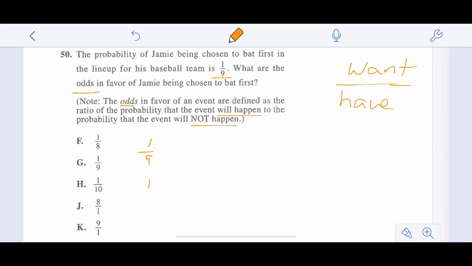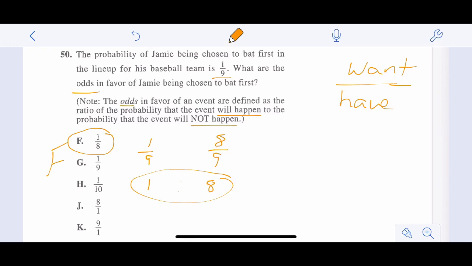So that will happen is 1. The likelihood that it will not happen is 8 out of 9, right? So that's how many's left. So the likelihood it will not is 8. So it's a 1 to 8. And then odds can also be expressed as fractions. So the answer is F.